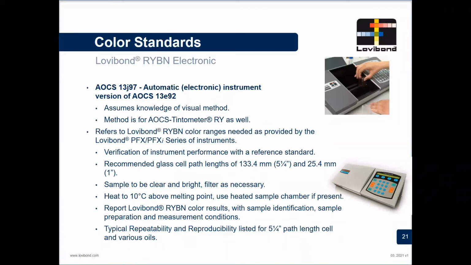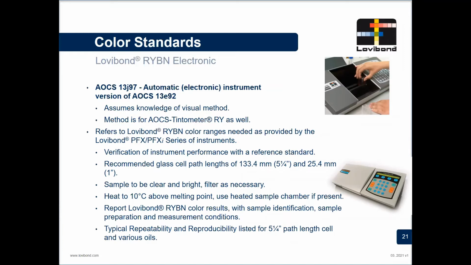Again, if we move to the AOCS scale, the red yellow, the electronic version, we're assuming knowledge of the visual method. And the AOCS Cc 13j-97, as I said earlier, includes the Lovibond RYBN as well as the AOCS red yellow. It refers to the Lovibond PFXi series of instruments.